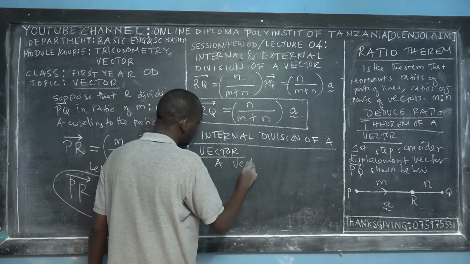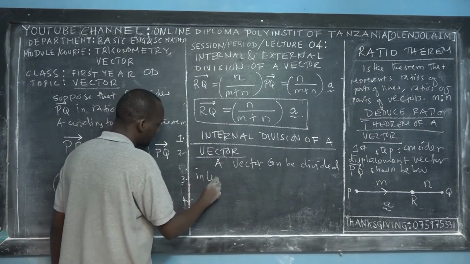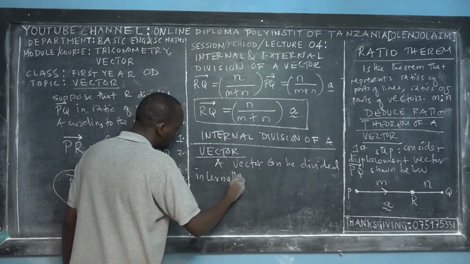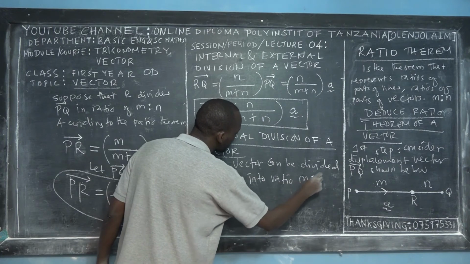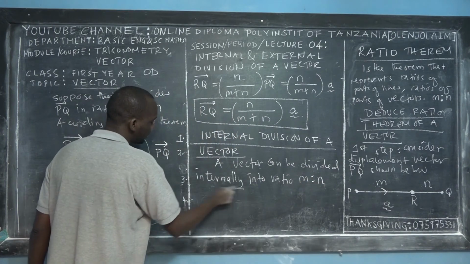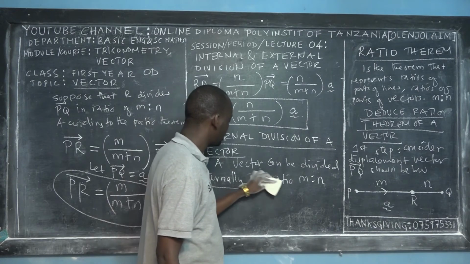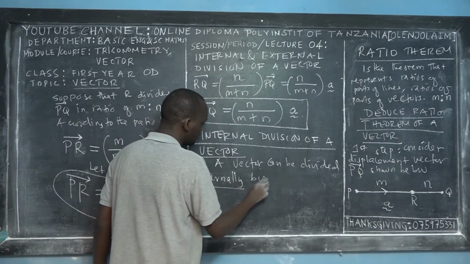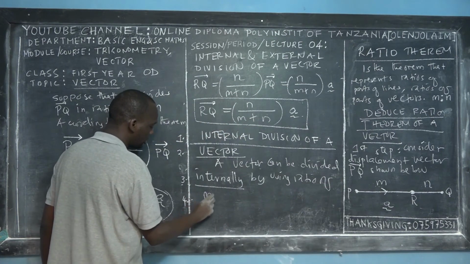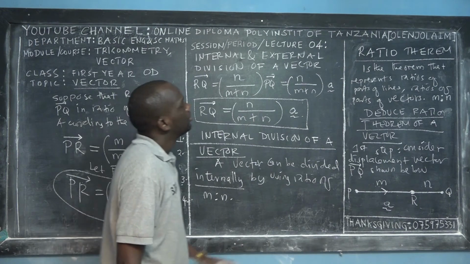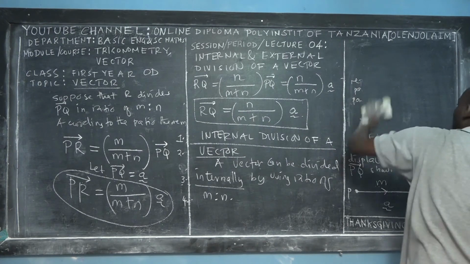So you say that a vector can be divided internally into the ratio M to N, or by using the ratio M and N. So let us use the triangle law. We have deduced the general formula. Remember that we taught you the concepts of internal and external divisions.